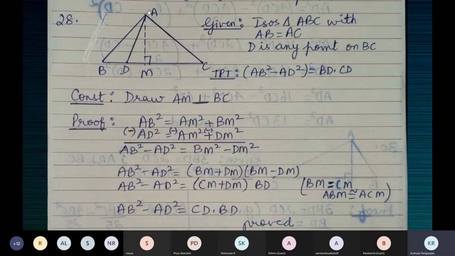So it's an isosceles triangle. It's not an equilateral triangle. AB is equal to AC. D is any point on BC. With this, we have to prove that AB square minus AD square is equal to BD into CD.